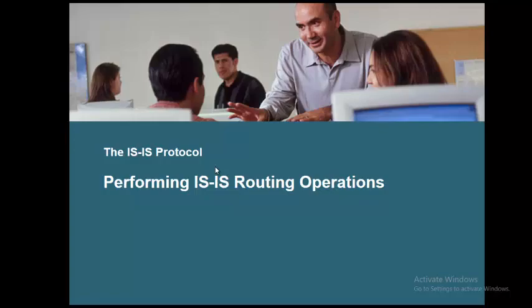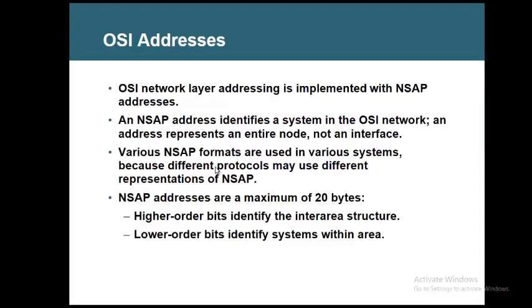Performing ISIS routing operations. OSI network layer addressing is implemented in NSAP address. I told you ISIS was designed even before OSI. But to fit into OSI, there's a network layer addressing which will make ISIS to fit into OSI, called NSAP address or NetID. NetID is the command, the keyword that we use. NSAP address identifies a system in the OSI network. So it makes that ISIS running router to be a part of OSI through this NSAP address. An address that represents the entire node, not just an interface.